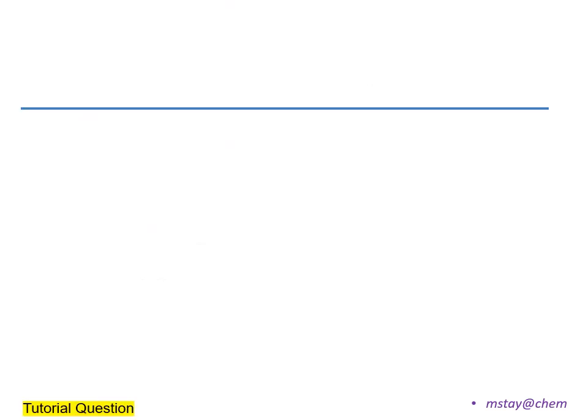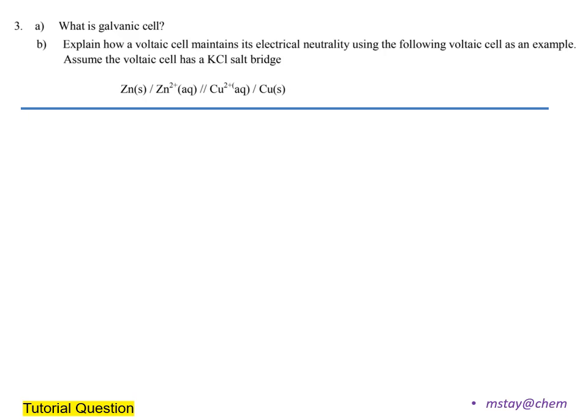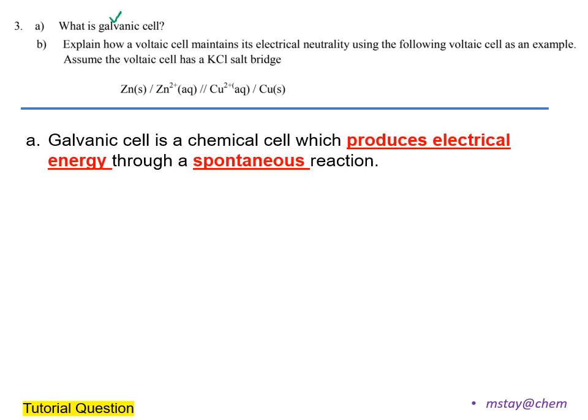Okay, let's continue with the next tutorial question, number 3, A. What is a galvanic cell? A galvanic cell is a chemical cell which produces electricity through a spontaneous reaction. Next we continue with part B. Another term for galvanic cell is voltaic cell. And then how electrical neutrality can be maintained by using the salt bridge.